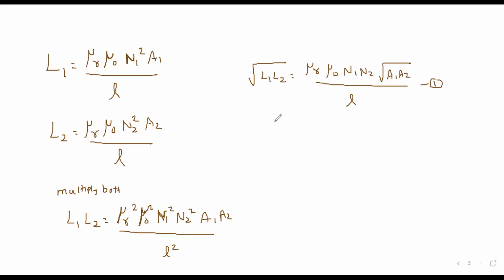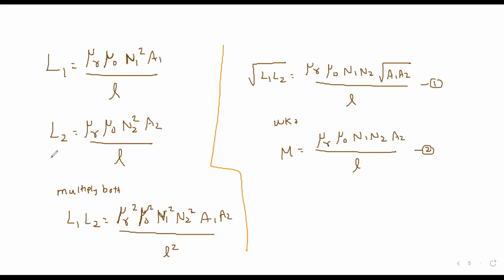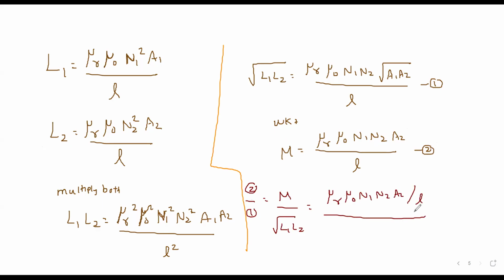This is equation number 1. We know what the M value is: M is equal to mu R, mu naught, N1, N2, A2 by L. It is the second equation. Now divide both equations, 2 by 1. So we get M by root of L1 L2. What is M? Mu R, mu naught, N1, N2, A2 by L, whole divided by root of L1 L2, which is mu R, mu naught, N1, N2, root of A1 A2 by L.